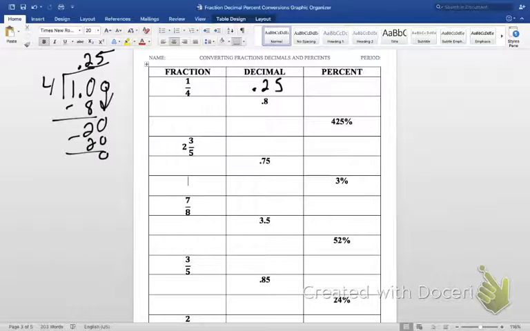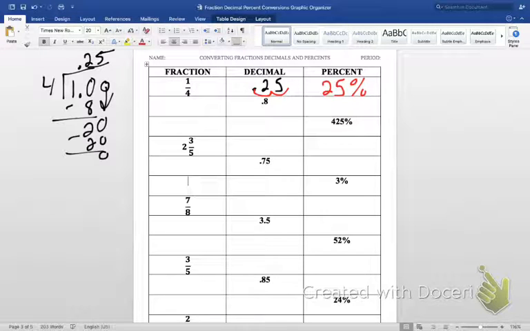Now, we also need to do the percent. How do we change a decimal to a percent? If we remember correctly, we simply move our decimal 2 places to the right. So we'll move it 2 places to the right, which gives us 25. The decimal can go away because there's no number after it, and you have to add the percent sign. So it's just 25%. That's number 1.